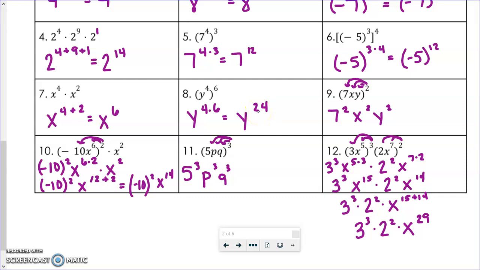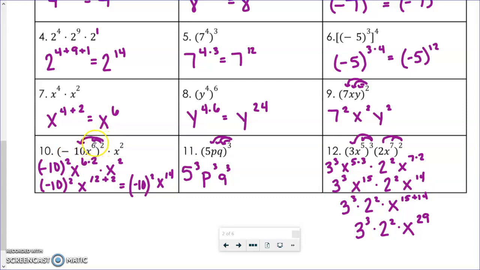And our last few were a little more challenging. These dealt with our power of a product. So remember, it's almost like distribution, where we want to share the exponent to everything inside. So my 7 would get a square, my x would get a square, and my y would get a square. Number 10, we would share that power of 2 to my -10 and my x to the 6th power.